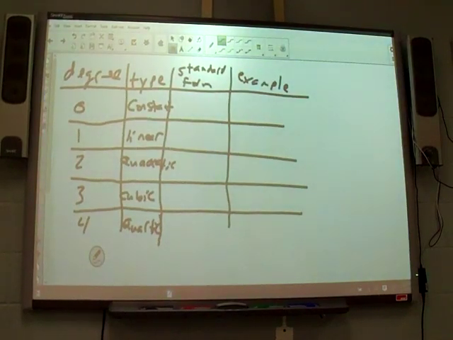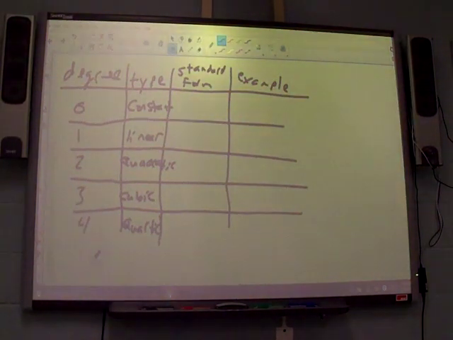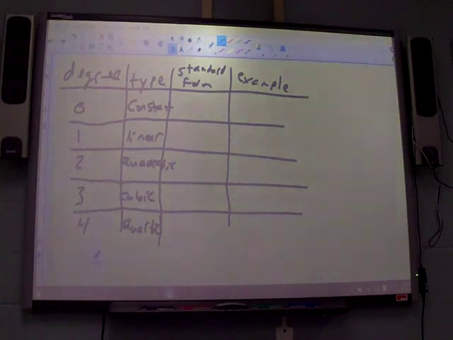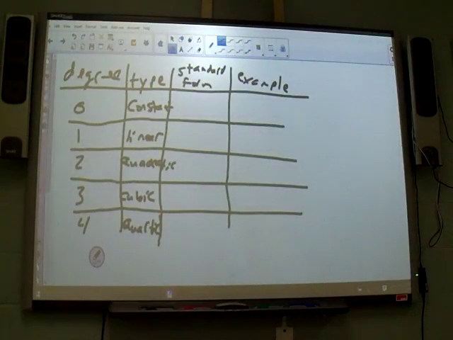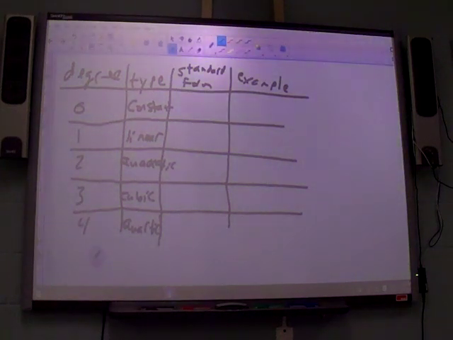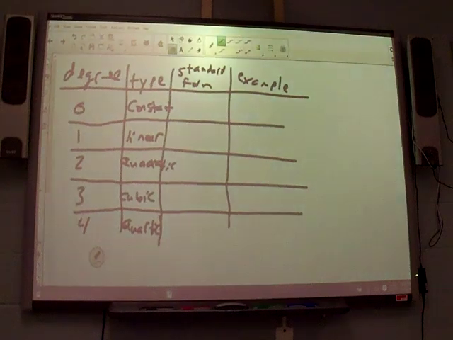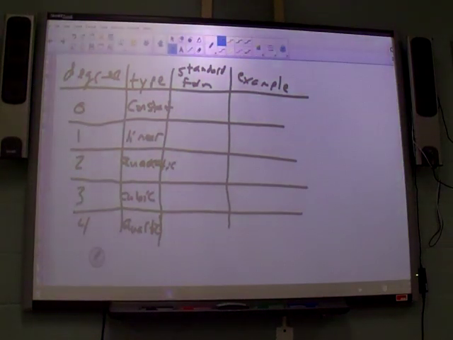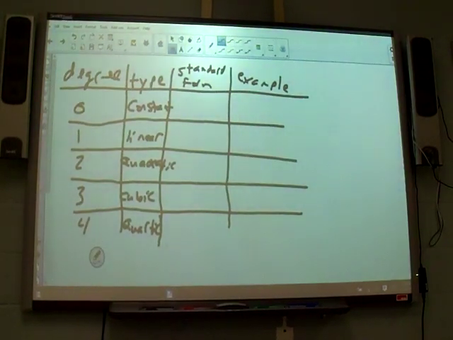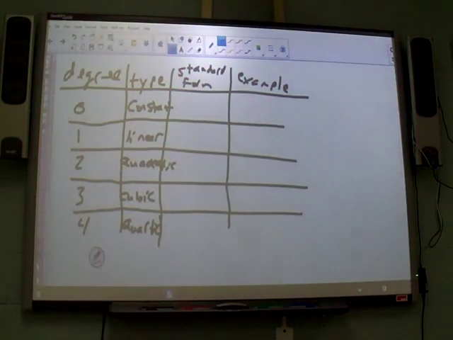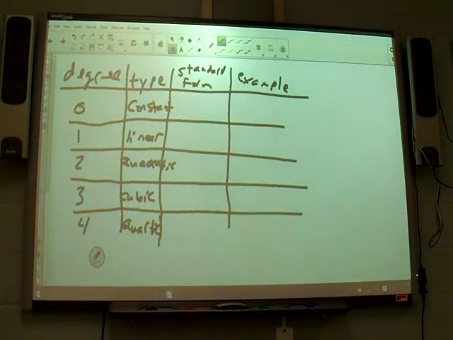Okay, so on the chart that you should have already started in your notes there, the first column is degree, 0 through 4. The second column is type. It's a constant, linear, quadratic, cubic, and that last one is quartic. Okay, so then my next column is going to be what standard form would look like.